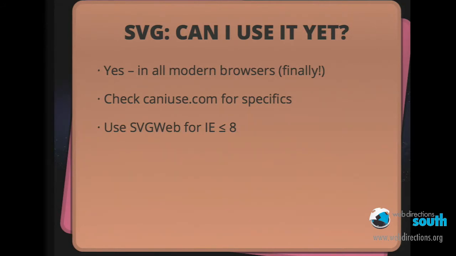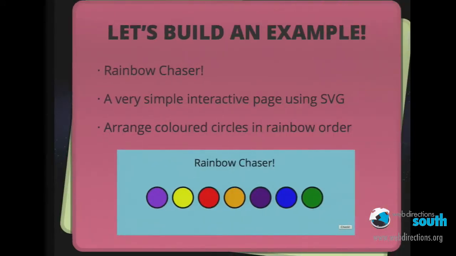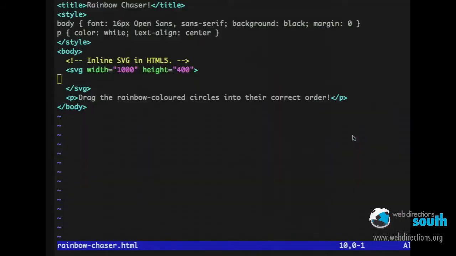If you're worried about old IEs, then SVG Web is a really great shim for adding SVG support to Internet Explorer. So what I'd like to show you today is we'll just build up a little interactive SVG example using my very poor design skills here, even though I'm kind of a graphics guy. So we'll make a little game here where you need to rearrange some coloured circles on the screen and order them in rainbow order, which is a fascinating game, I'm sure, for you. But here we go. Let's dive into the code.